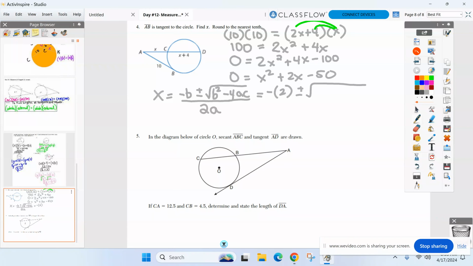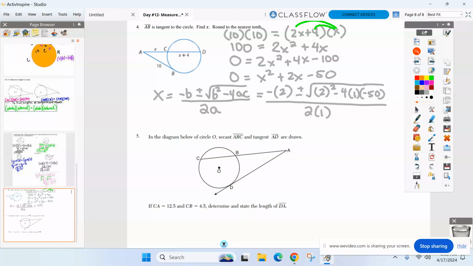Square root, you already told me 2 was the B value. So 2 in parentheses squared minus 4. What's my A value? The number in front of x squared. 1. How about your C value? Negative 50. All over, not just your radical. Make sure that it's not in your calculator. All over 2 times the A value, 1.